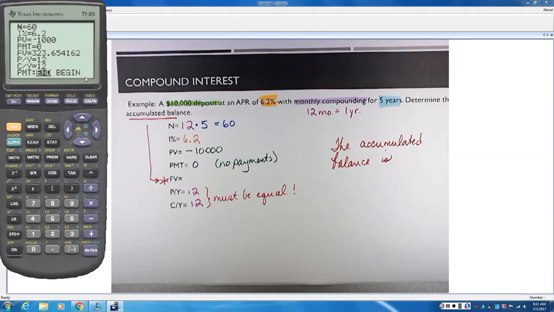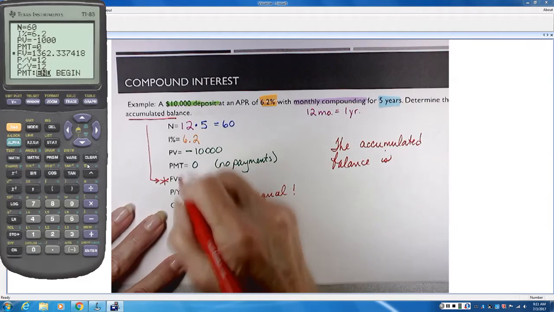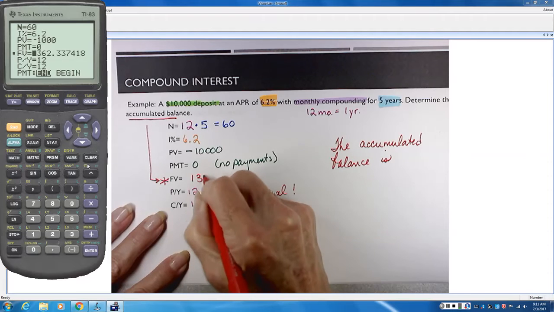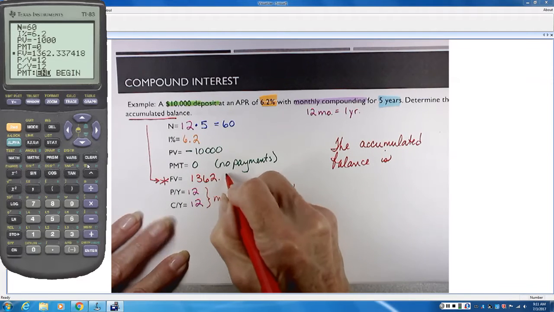So we're going to then go back to the future value. And it really doesn't even matter if there's something already in there, if there's a number in there. Once you go back and you put your cursor next to the future value and tell it to solve, alpha, enter, it changes what's there to the correct answer. So it says that the accumulated balance is $1,362.34.